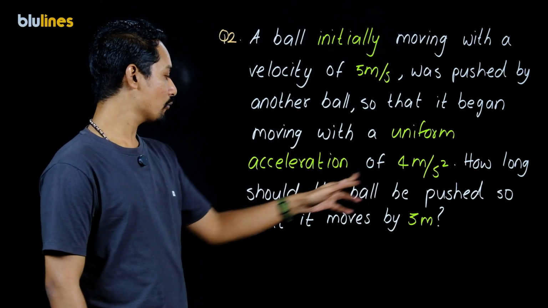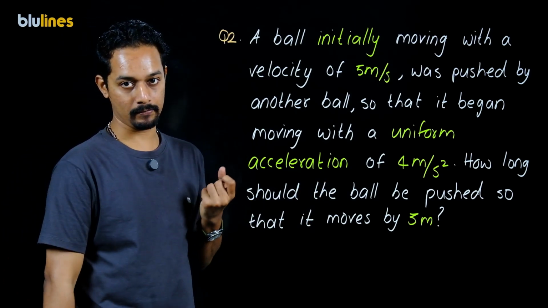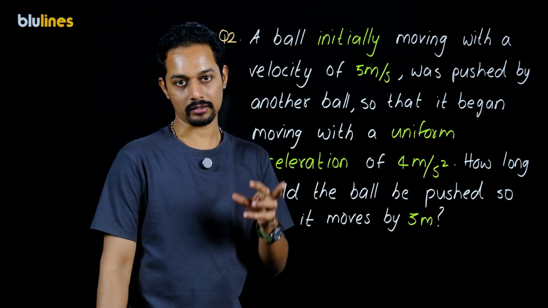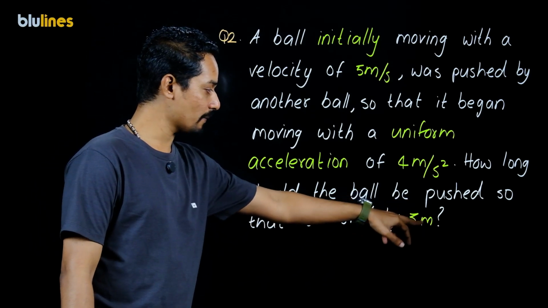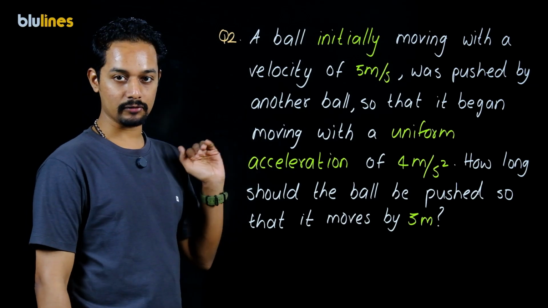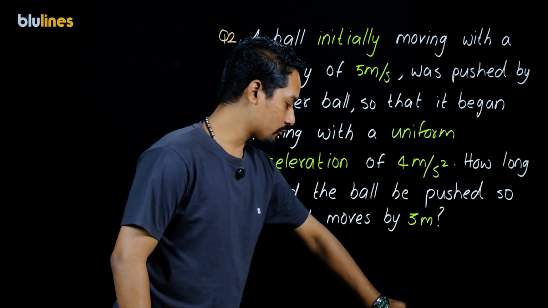Now they have asked you how long should the ball be pushed, meaning how much time. So you are supposed to find time. Whenever you are supposed to find time, two equations should come into your mind: the first equation and the second equation. Since they have also specified the displacement, 3 meter, it hints that the correct equation of motion that we have to use is the second equation of motion. Let's see how to go.